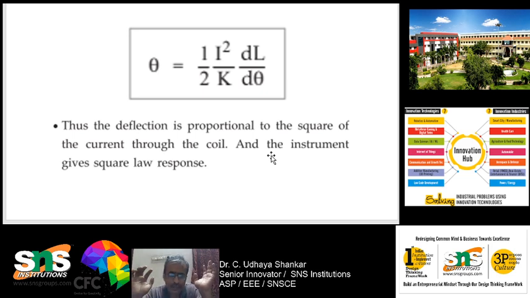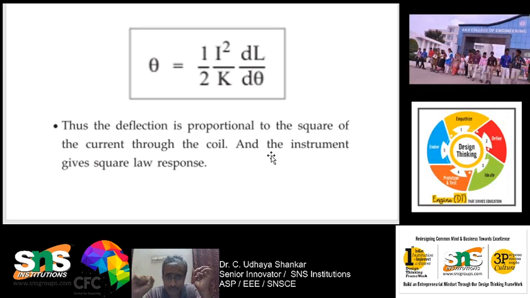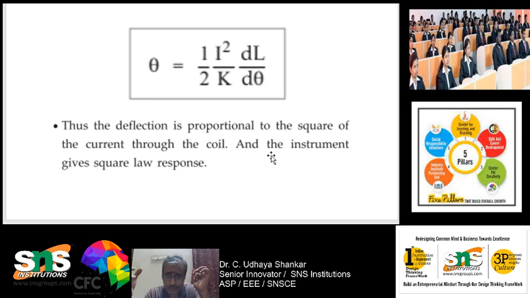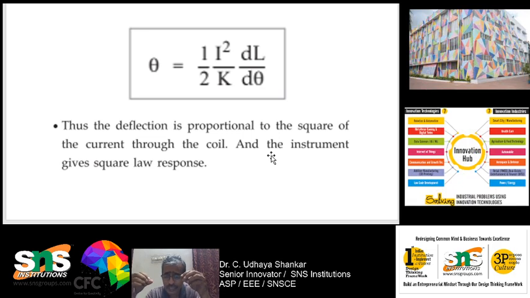Since we are using moving iron, there will be a lot of stray magnetic field. If any other magnetic field comes in between, it will disturb the moving iron. So we have to take more precaution against external magnetic fields with this particular instrument. That is one of the main drawbacks.